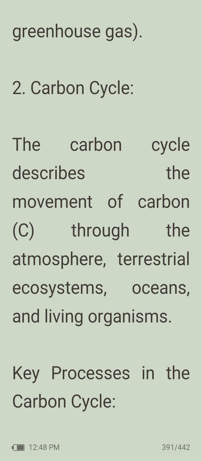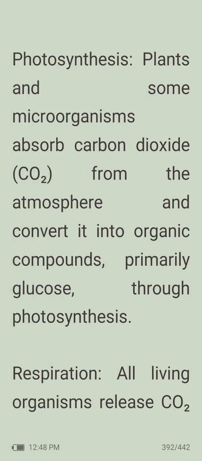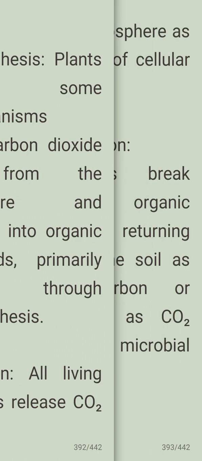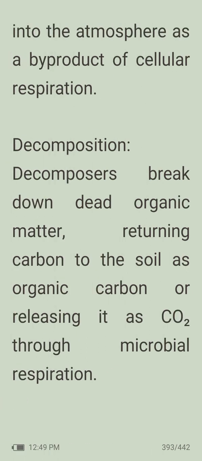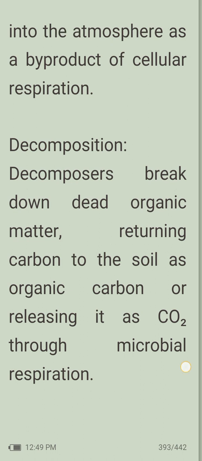And carbon cycle. The carbon cycle describes the movement of carbon through the atmosphere, terrestrial ecosystems, oceans, and living organisms. Key processes in the carbon cycle. Photosynthesis. Plants and some microorganisms absorb carbon dioxide from the atmosphere and convert it into organic compounds, primarily glucose, through photosynthesis. Then respiration. All living organisms release CO2 into the atmosphere as a byproduct of cellular respiration. Then decomposition. Decomposers break down dead organic matter, returning carbon to the soil as organic carbon or releasing it as CO2 through microbial respiration.